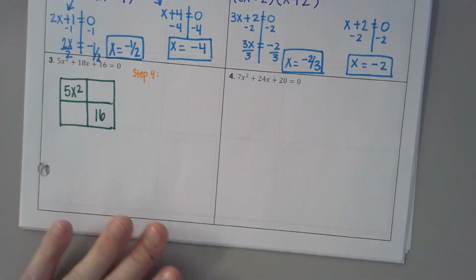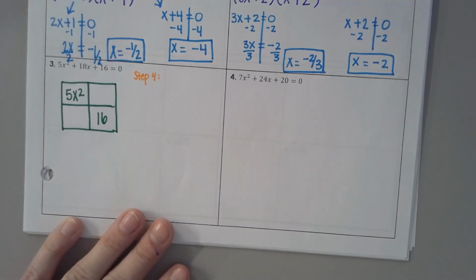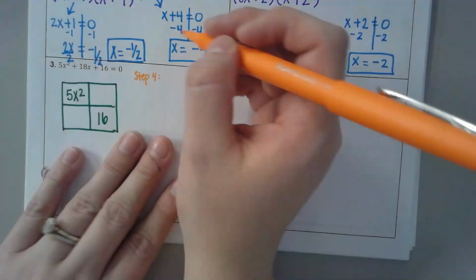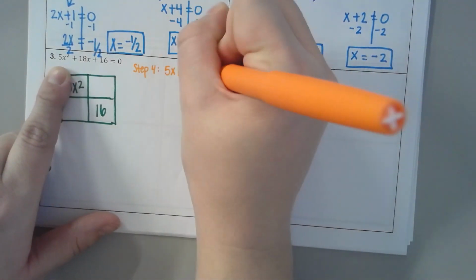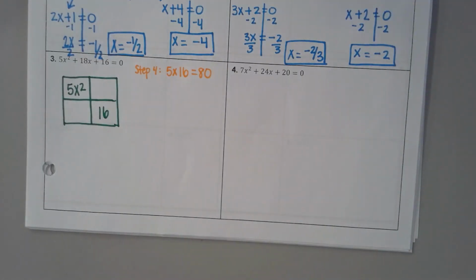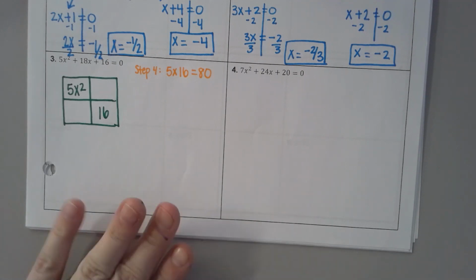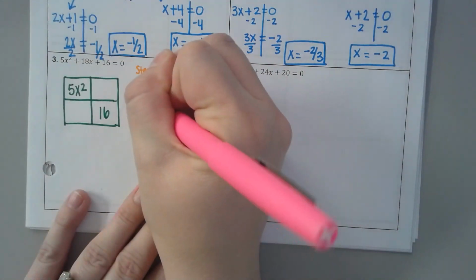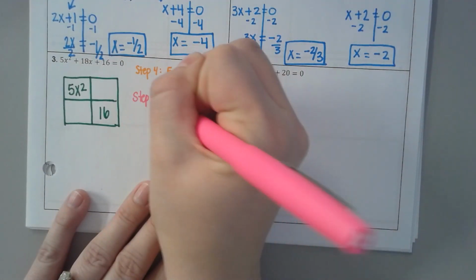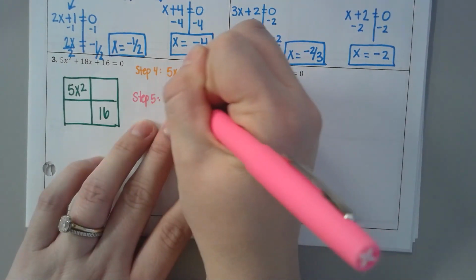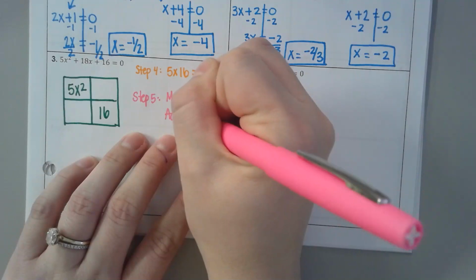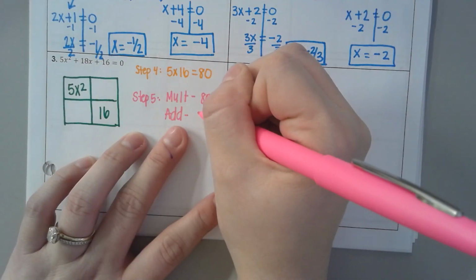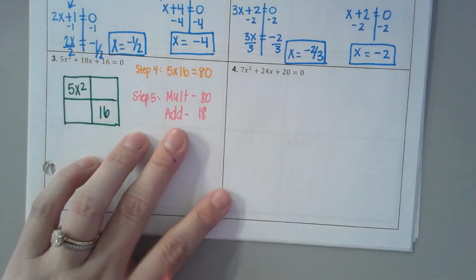So from step 4, I'm looking for two numbers. No, I'm not. I'm multiplying 5 and 16, sorry. And that does give us 80. Step 5, I'm looking for two numbers that multiply to be 80 and add to be what? 18.